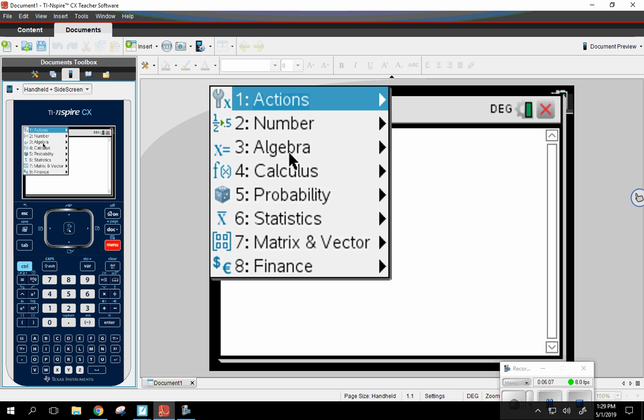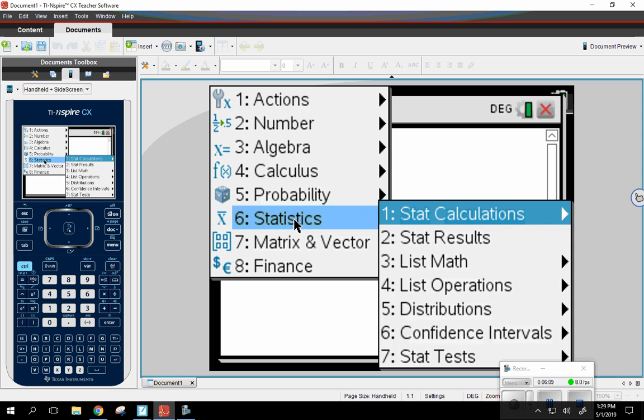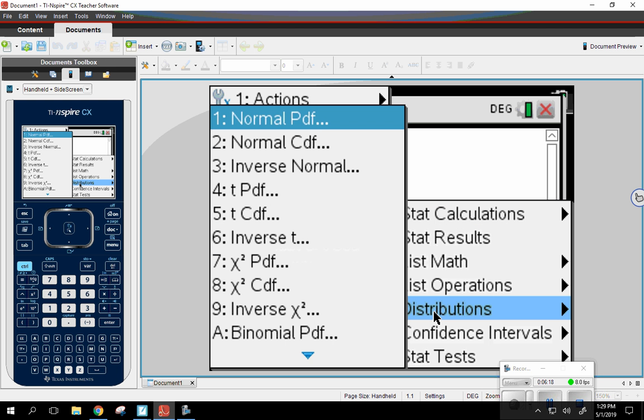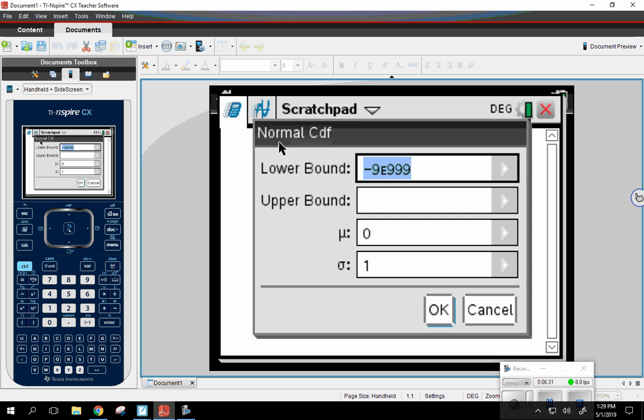Okay, not probability. We do want statistics, but this is one we haven't chosen in a while. Distributions, because remember, this is a normal distribution problem. So I'm going to choose distributions. Normal CDF is what we want. And remember, you had a lower boundary and upper boundary, and then you were going to plug in the values for both the mean and the standard deviation.